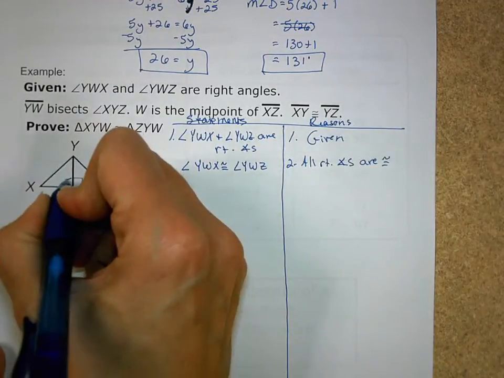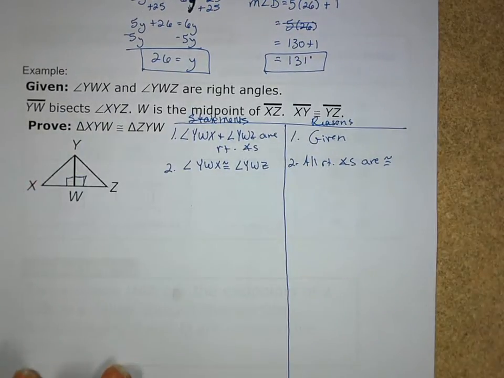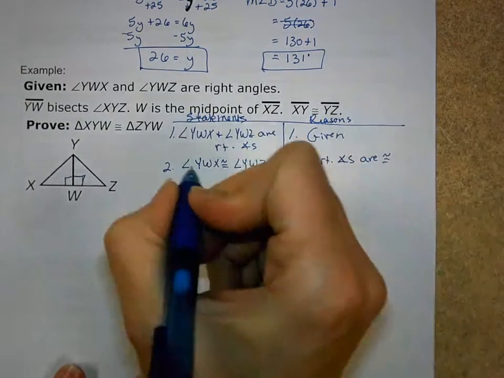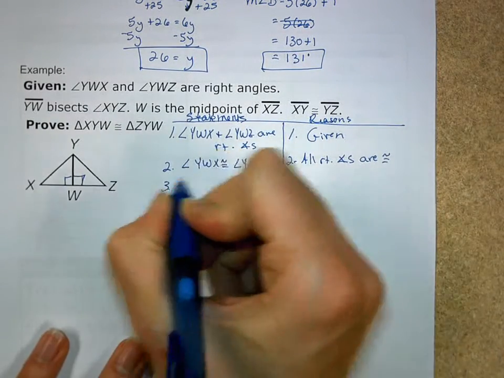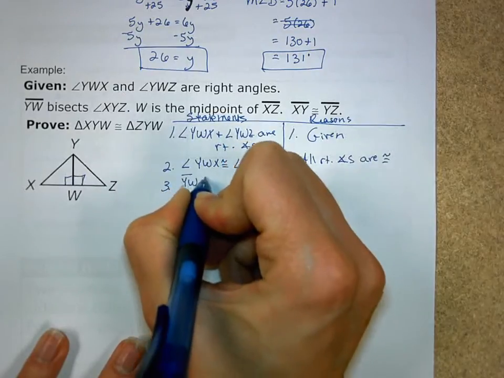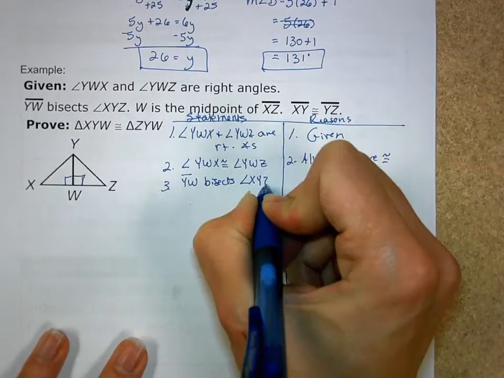So we have those now congruent to each other. So we have one pair of congruent angles. Now we have to get two other pairs. So let's do the next one. We go back, and we have in our given that segment YW bisects angle XYZ.